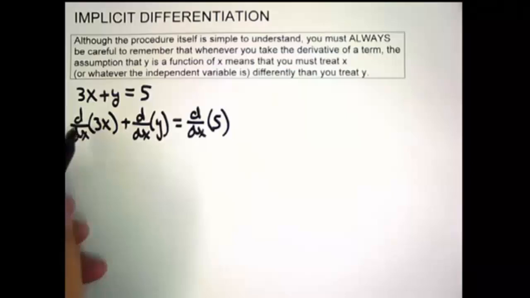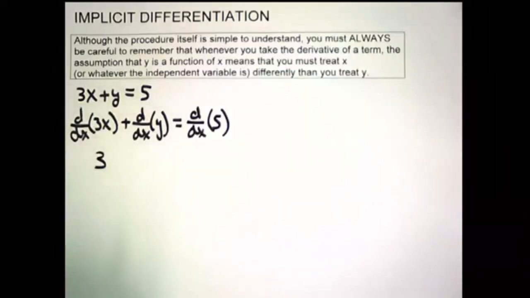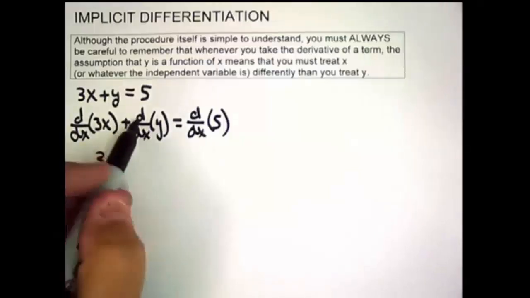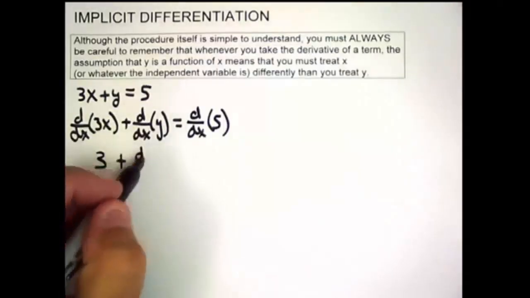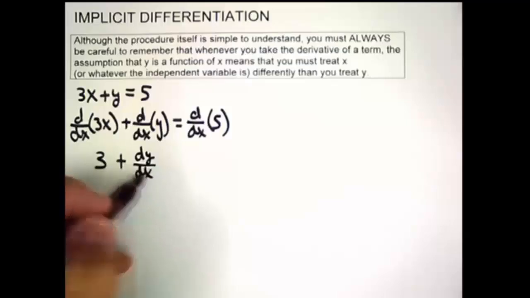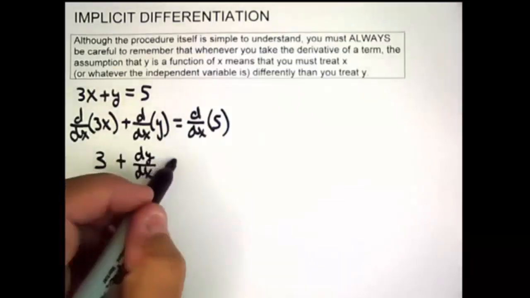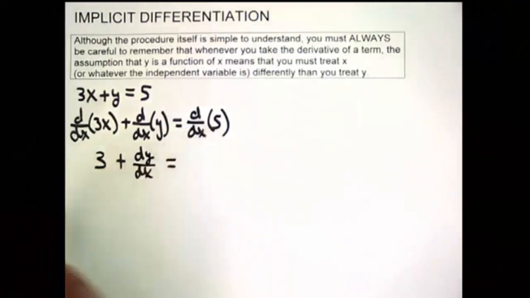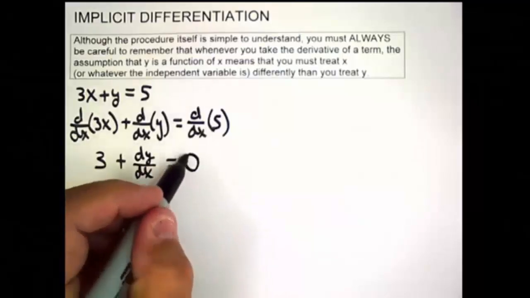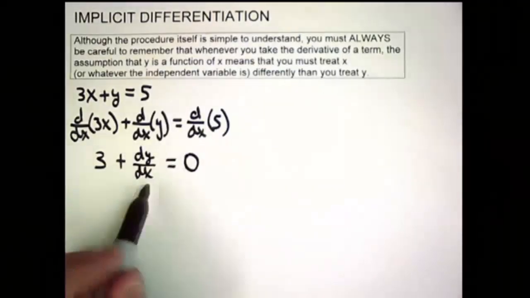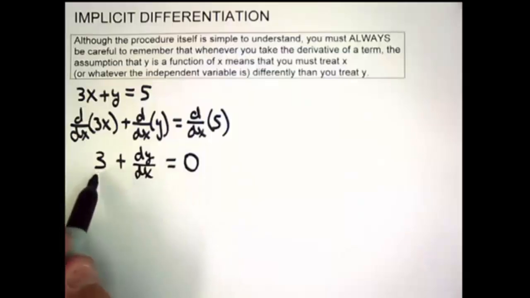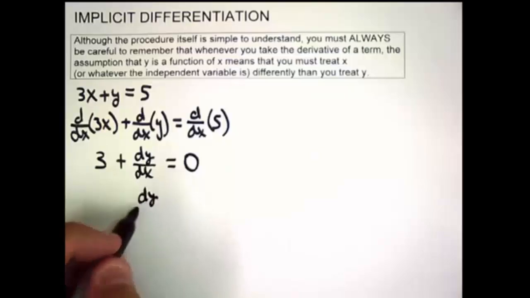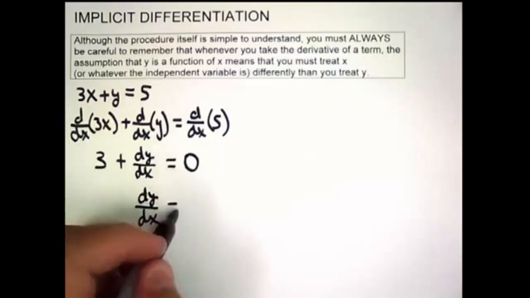Okay, the derivative of 3x is 3. The derivative of y with respect to x is what we're calling dy over dx. That's our symbol for it. And the derivative of any constant, in particular 5, is 0. And all we do now is take the 3 to the other side by subtracting 3 from both sides, and you get dy over dx is equal to negative 3.